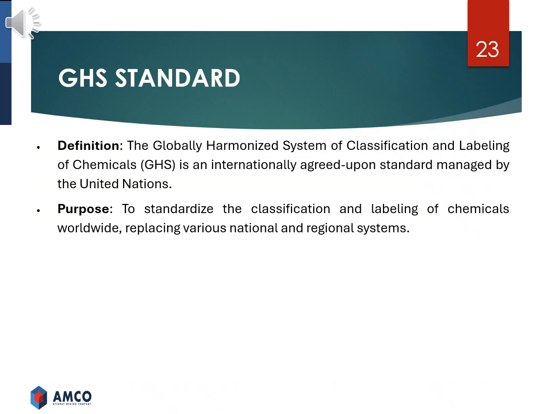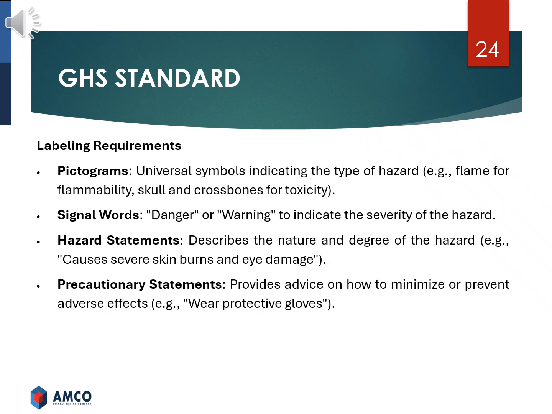Definition: the Globally Harmonized System of Classification and Labeling of Chemicals, GHS, is an internationally agreed upon standard managed by the United Nations. Purpose: to standardize the classification and labeling of chemicals worldwide, replacing various national and regional systems. Labeling requirements. Pictograms: universal symbols indicating the type of hazard, e.g., flame for flammability, skull and crossbones for toxicity.